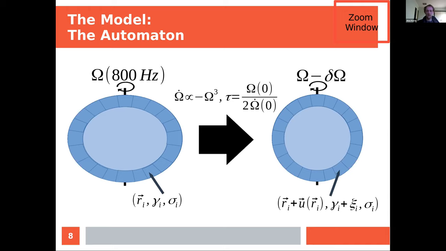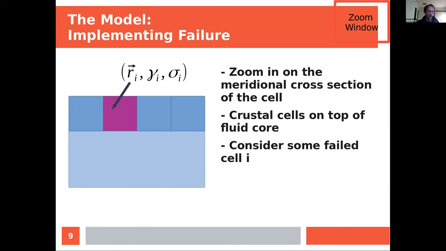But what you find is eventually, locally, the strain of a cell will exceed its breaking strain, which means you have a mechanical failure and we need to create a model for that. We are taking advantage of the cellular automaton to do that modeling. So here, consider this is a zooming in of just a meridional cross-section of the star. This light blue is to represent the fluid core, and these blocks are the crustal cells, and we're considering some failed cell I.